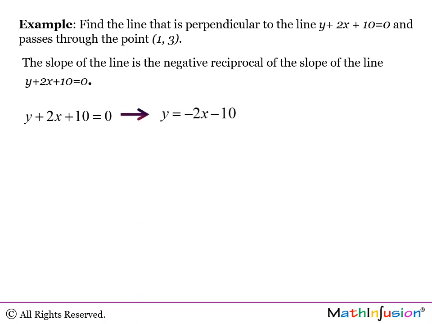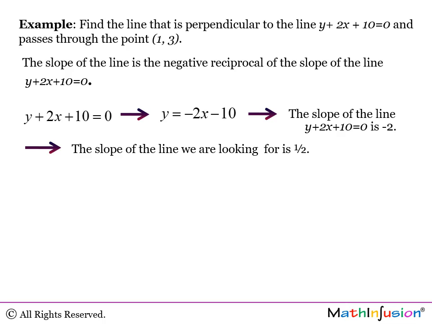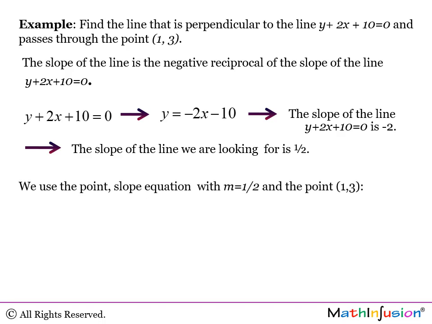We are going just to write it differently, in slope-intercept form. y equals negative 2x minus 10, and we get that the slope is negative 2. It means that the slope of the line that we are looking for is the negative reciprocal of negative 2, which is 1 over 2. Now we have a point, and we have the slope, so we can use the point-slope equation.